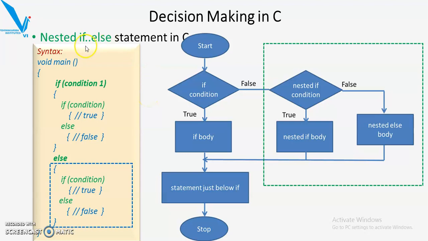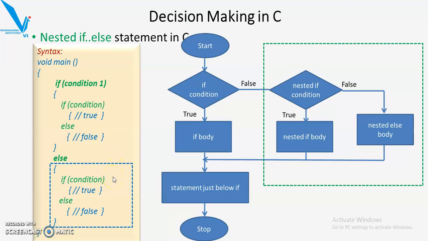Next is a nested if-else statement in C. Now, if an if and else statement is present inside the body of another if and else statement, then it is called a nested if statement. That means if we have an if-else statement inside another if-else statement, again another if-else statement we can have in this if condition. So we are nesting the if-else statements one inside another.